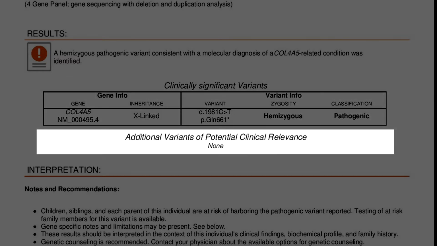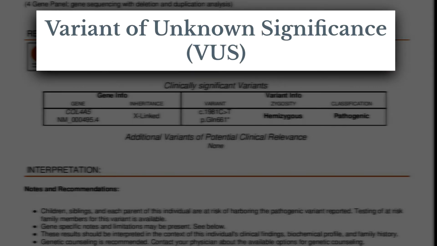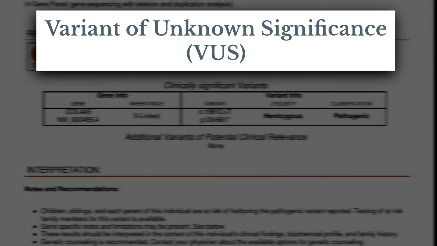The additional variants of potential clinical relevance table includes basically everything else that doesn't fit into that first category. There are two main types of variants reported in this table: variants of unknown significance, VUS for short, and carrier variants. VUS by definition are not linked to any condition, so they definitely can go here.